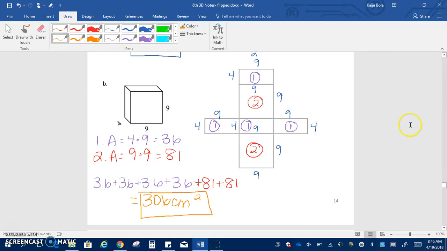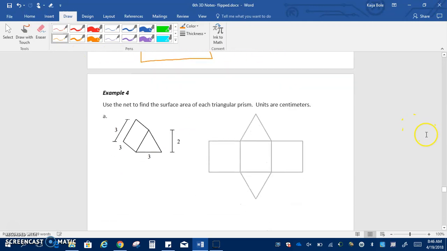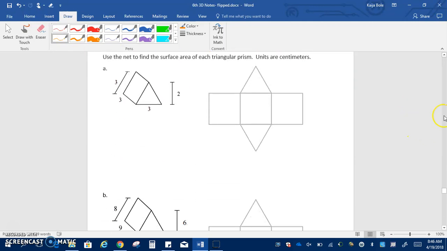Okay. Go ahead and flip the page over. So now we've got a little bit of a different shape. Now we have a triangular prism here. Remember, it's a prism because it's surrounded by squares or rectangles.